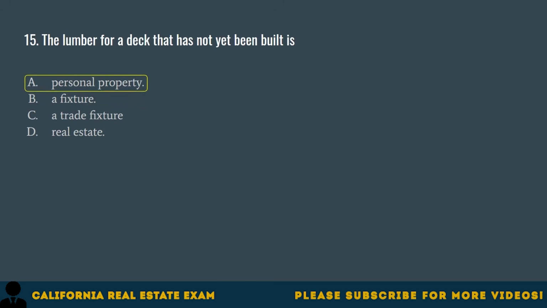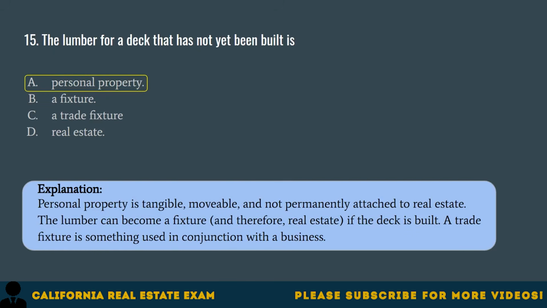Personal property. Personal property is tangible, movable, and not permanently attached to real estate. The lumber can become a fixture and therefore real estate if the deck is built. A trade fixture is something used in conjunction with a business.